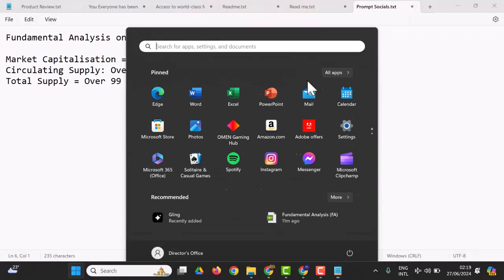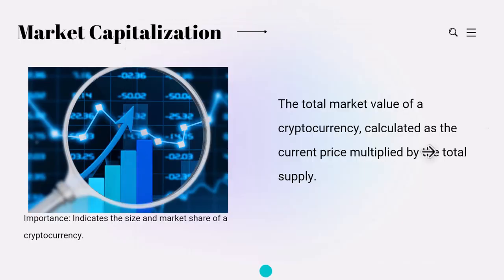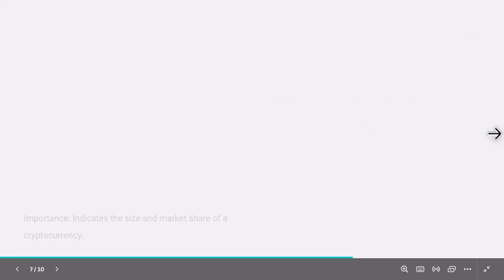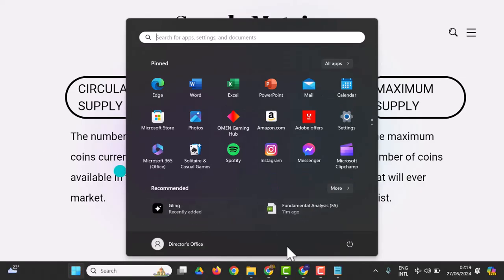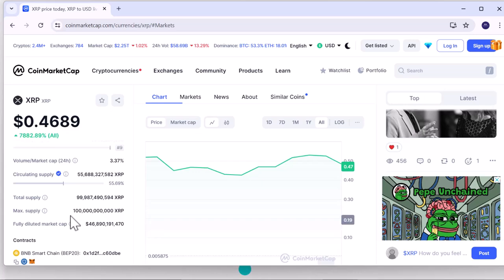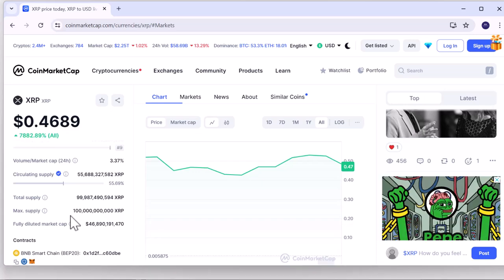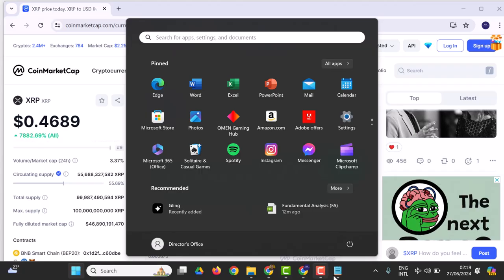Then the next thing we're going to check in the supply metrics is the other metric, which is the maximum supply, the maximum number of coins that will ever exist. So we have to check that as well. So what is the maximum supply for this? The maximum supply is actually 100 billion. So we have 100 billion right here.